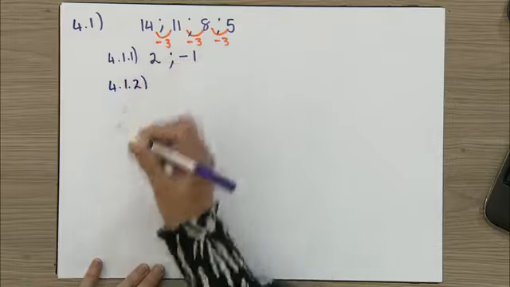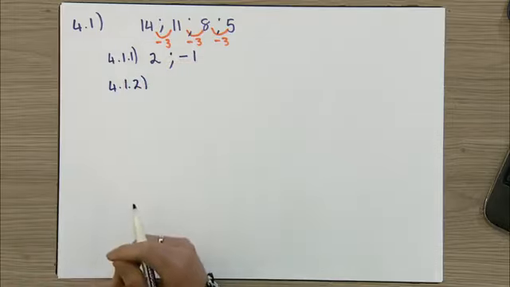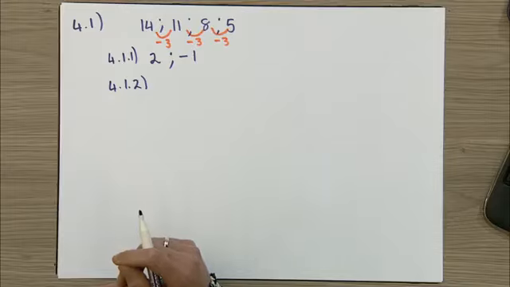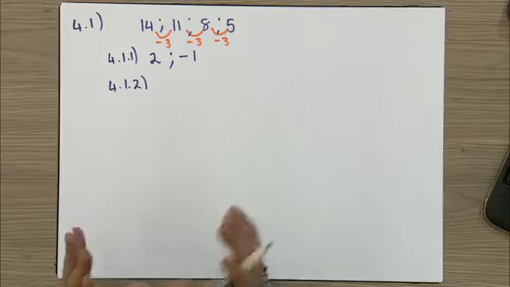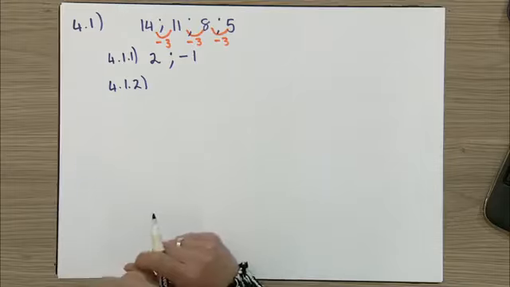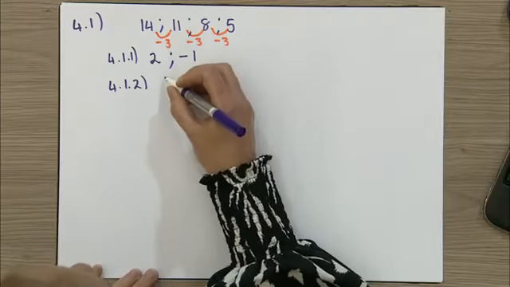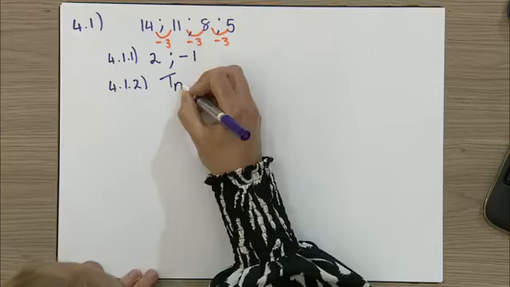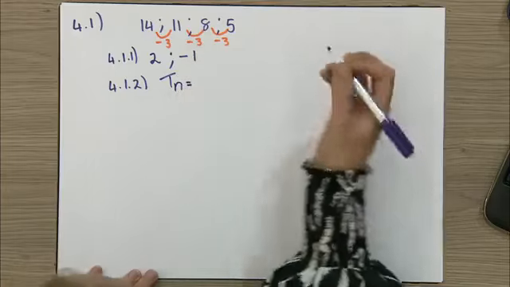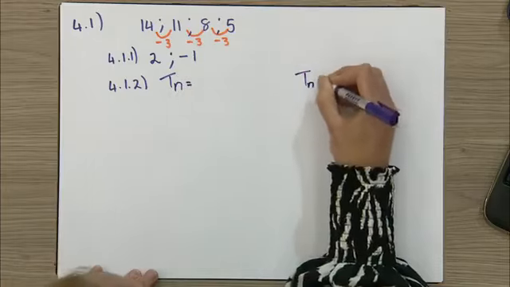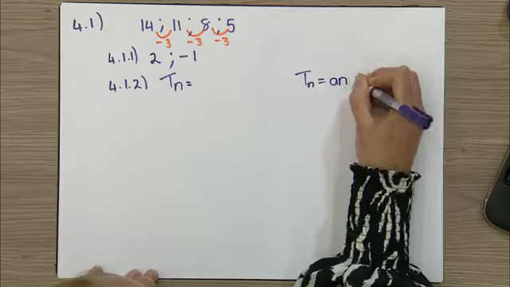4.1.2. Determine the general rule. Write the rule in the form Tn equals An plus B. Now, grade 9s, there are different ways your teachers could have taught you how to do the general rule. The way I do the general rule is I go Tn equals A. Remember, they said we must write it as Tn equals An plus B.